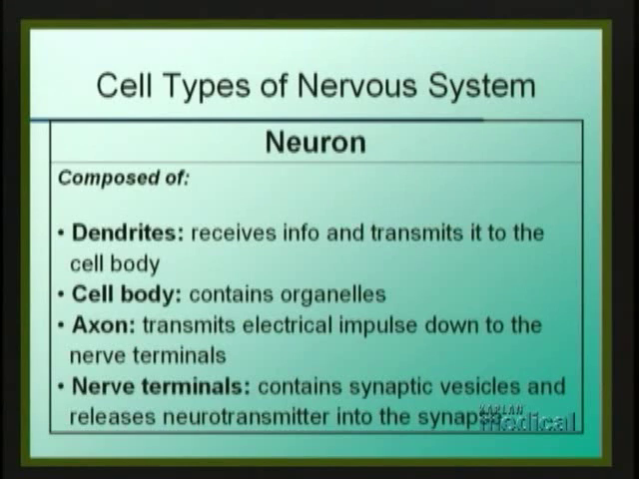The single axon's job is to transmit impulses down the length of it away from the cell body to the nerve terminals. The nerve terminals in a typical neuron contain synaptic vesicles, which contain neurotransmitter that is basically released into the synaptic cleft upon appropriate stimulation.